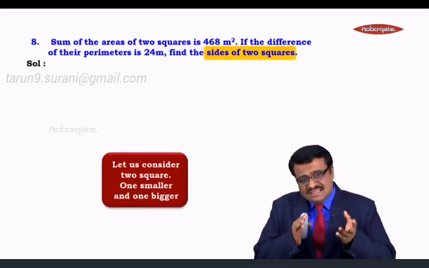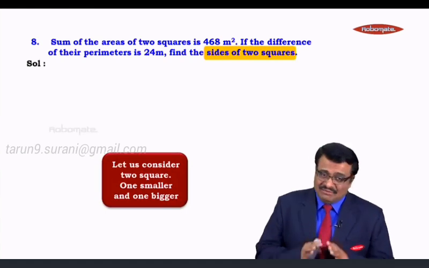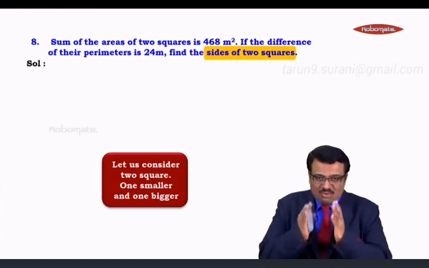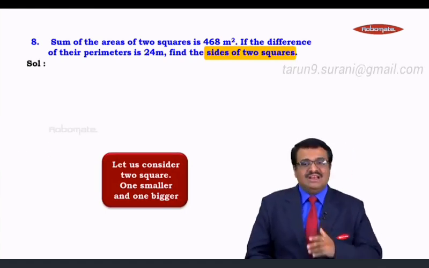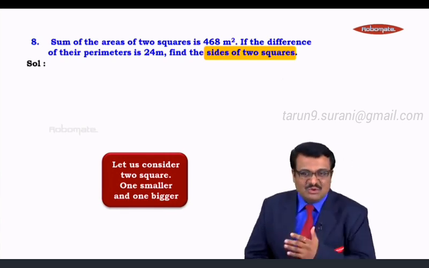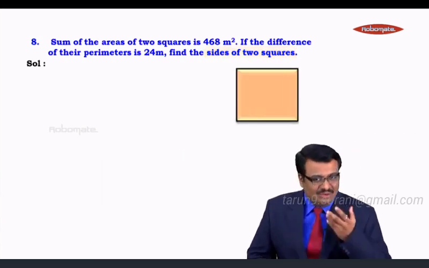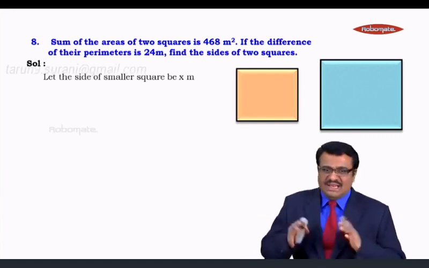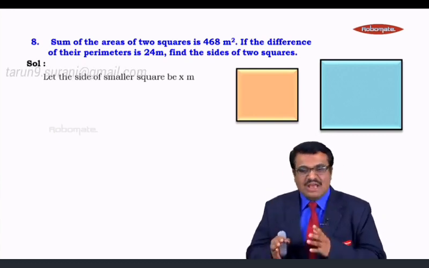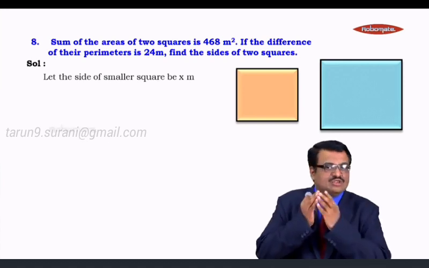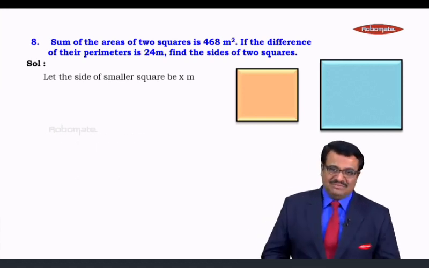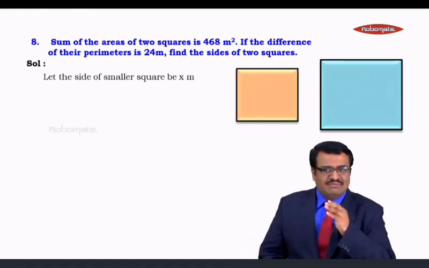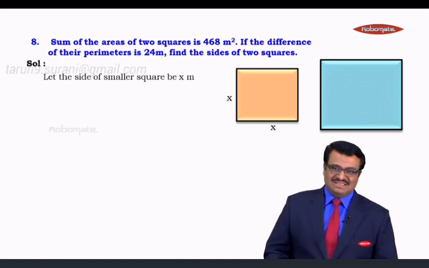Now, since there is a difference in perimeters, it happens when one square is a small square and the other is a big square. Let us consider one as a smaller square, another as a bigger square, right? Now, we don't know their sides. Neither do we know the side of the smaller square, nor the side of the bigger square. And there is no comparative statement anywhere in the problem. So, let the side of the smaller square be x meters, right?